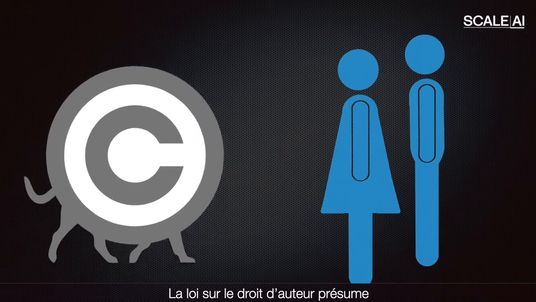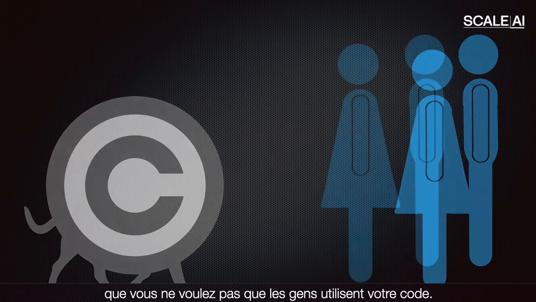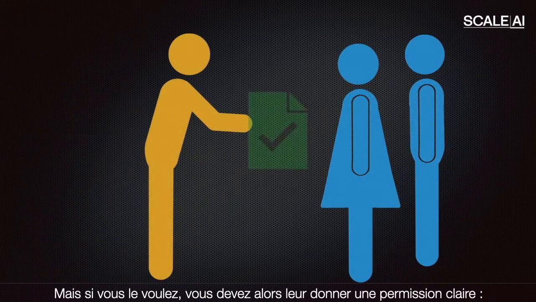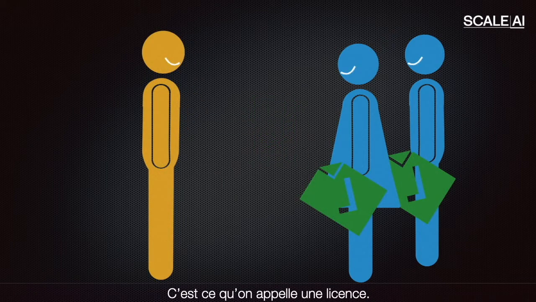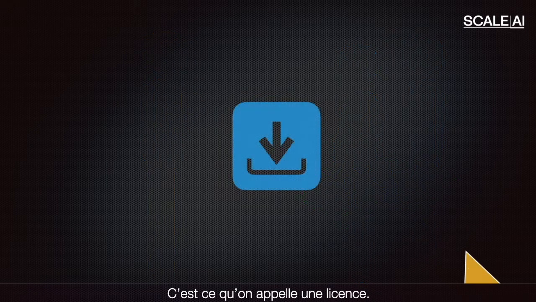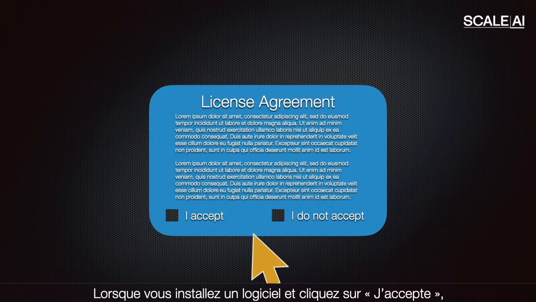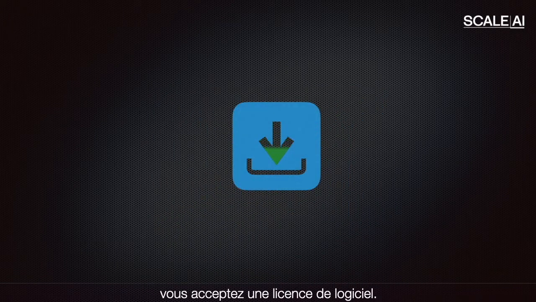Copyright law assumes that you don't want people to use your code. But if you do, then you need to give them a clear permission to use or copy or distribute or whatever. That's called a license. And when you install software and you click I accept, you're accepting the software license.